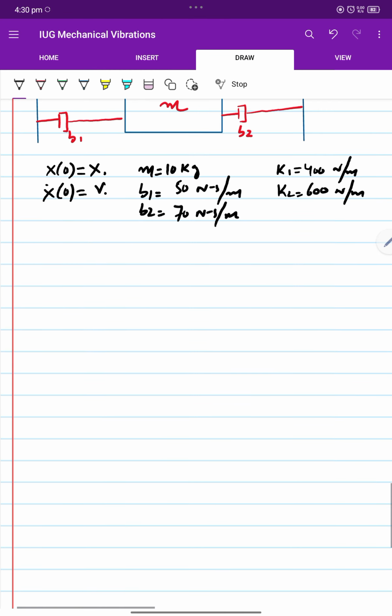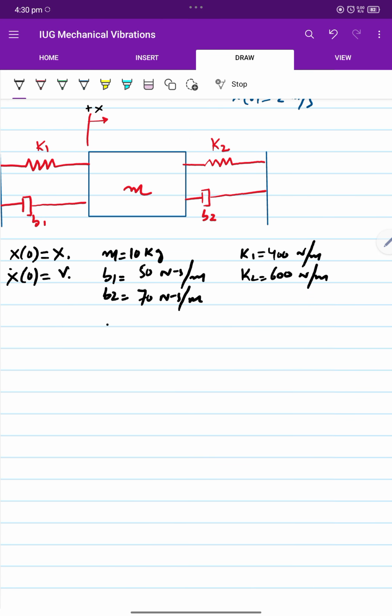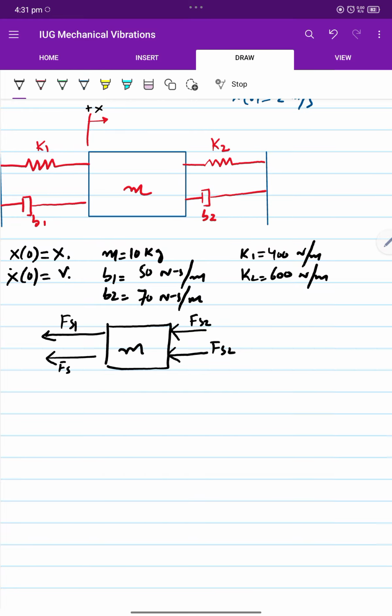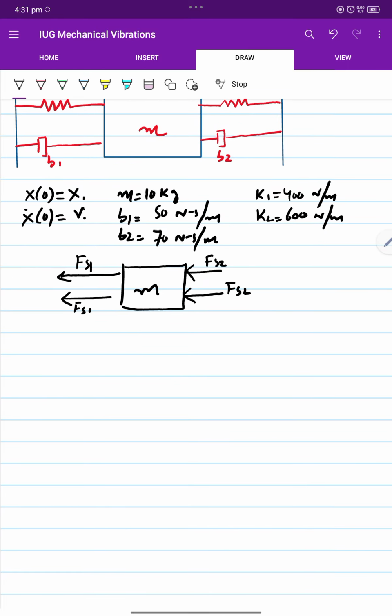So based on that, what kind of free body diagram we will have is, let's say this is our mass, and the system is moving towards the positive direction, so spring 2 will be opposing the movement. Same is the case with damper 2, they both will be pushing it backwards, while this spring will be pulling it backwards towards its initial position, and the same is the case with this damping force. You can use either Newton's second law method or D'Alembert's principle, both are similar.